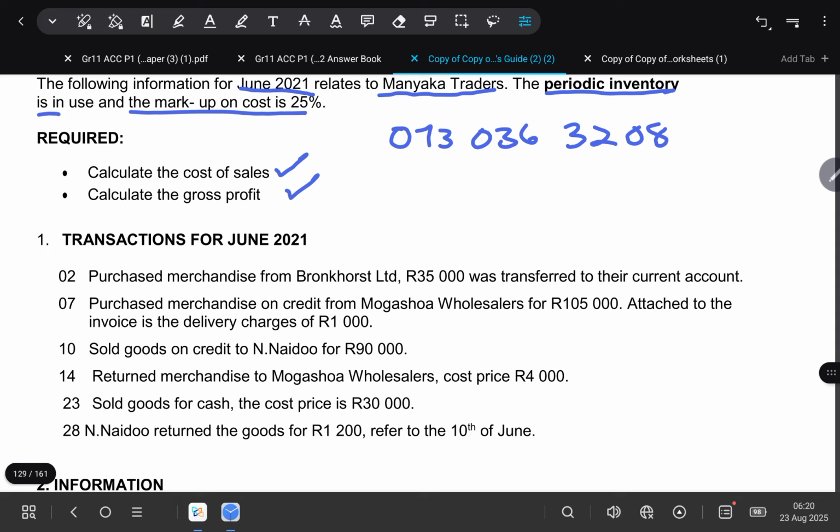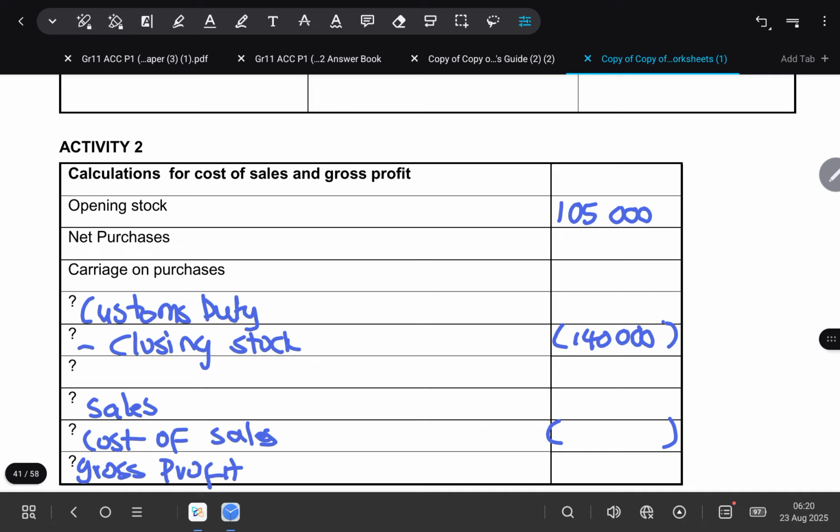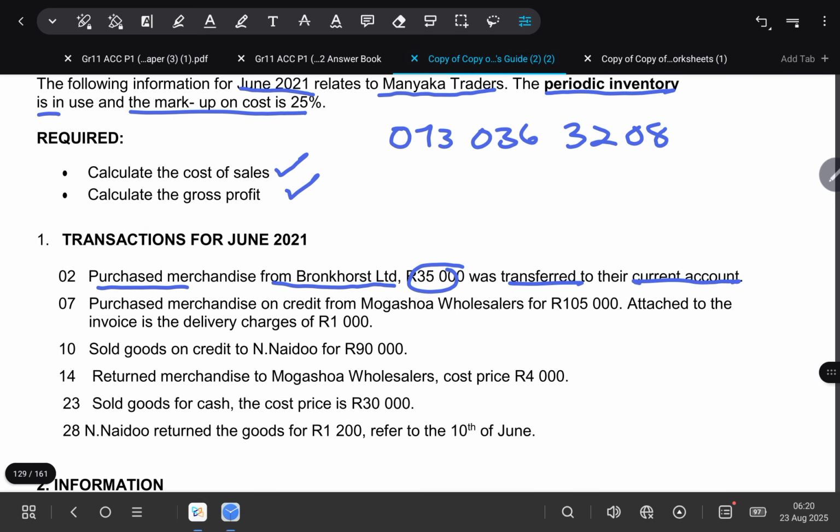Transaction number one says that we purchased merchandise from Brogost Ltd, and then 35,000 was transferred to their current account. So what we did here, we bought merchandise, we bought trading stock for 35,000, and then we paid cash because they said we transferred to their current account. So under purchases, we will have that 35,000. If there's any return that was made, we will update.